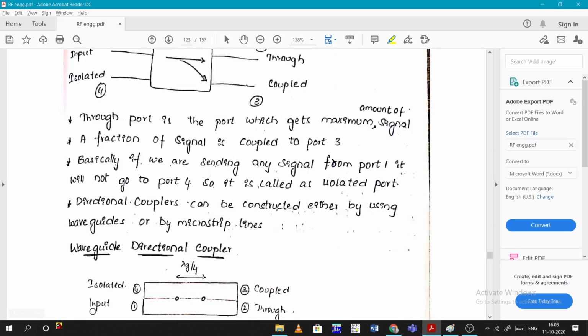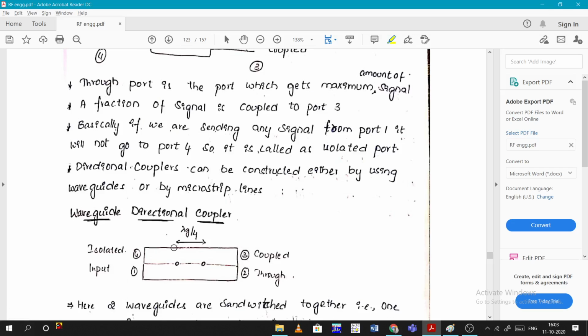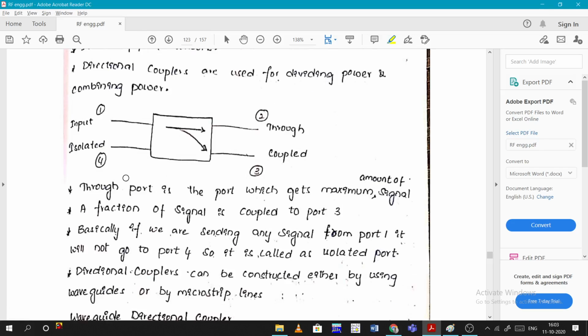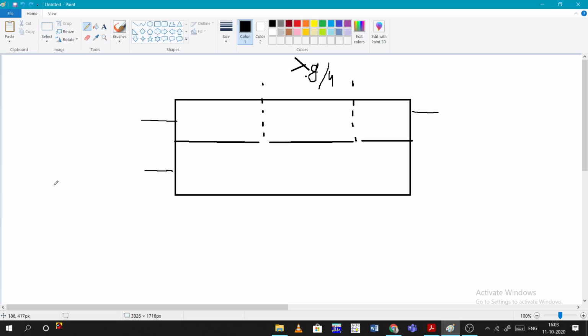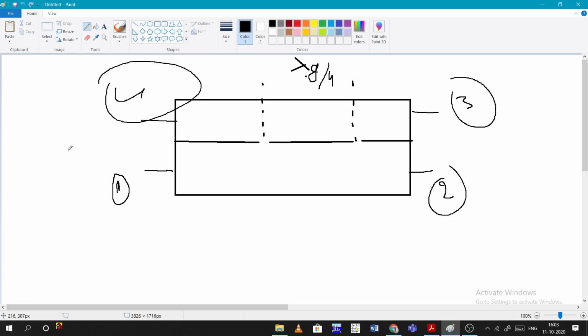For our understanding, these ports will be 1, 2, 3, 4. If I give this port as 1, it will be 2, 3, 4. For example, 1 and 4 will be on one side, 2 and 3 will be on one side, and 1 will be opposite of 2. Now I am giving the input to the first port.